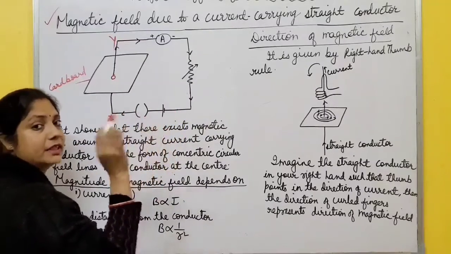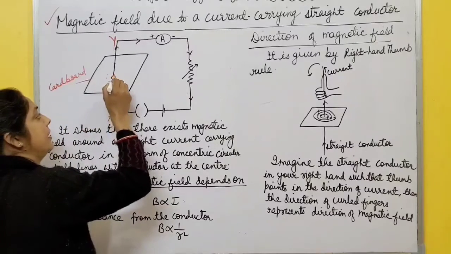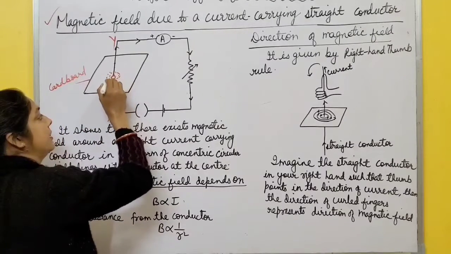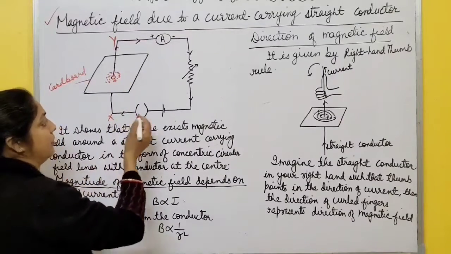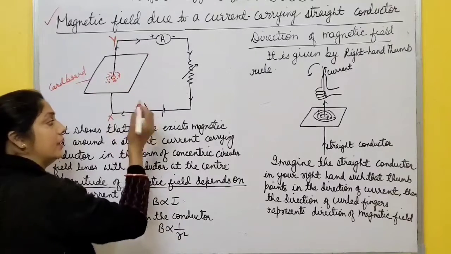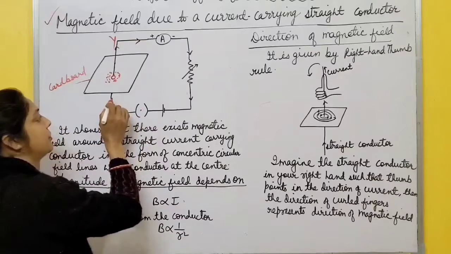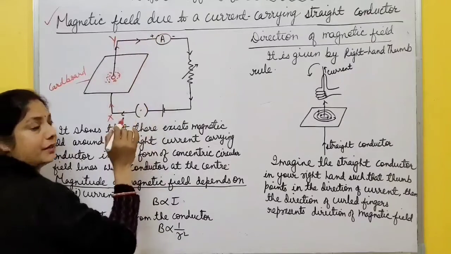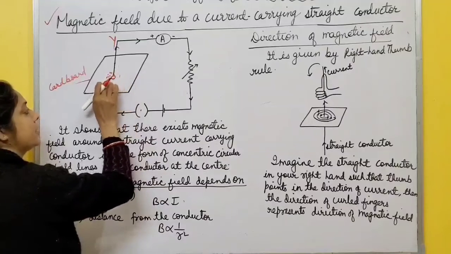To observe the magnetic field around this straight current conductor, what you have to do? You put some iron filings near the center of this straight current carrying conductor, right? Now, when no current flows through it, it is like this. Now, when the key is closed, it means current flows through this straight wire, right?